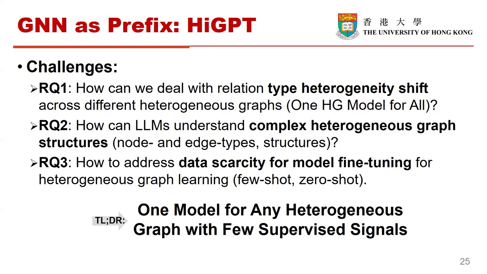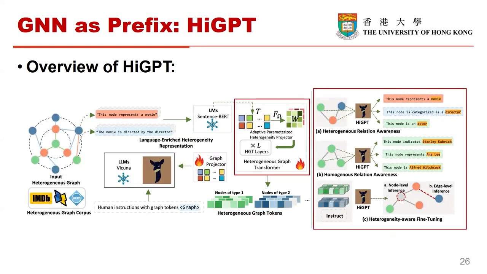So all in all, we want to build one module for any heterogeneous graph with few supervised signals. The overview of our HiGPT is shown in the figure. Our HiGPT encodes any heterogeneous graph into heterogeneous graph tokens through a pre-trained in-context heterogeneous graph tokenizer, which addresses research question one. These heterogeneous graph tokens are combined with natural language tokens and fed into the large language model.